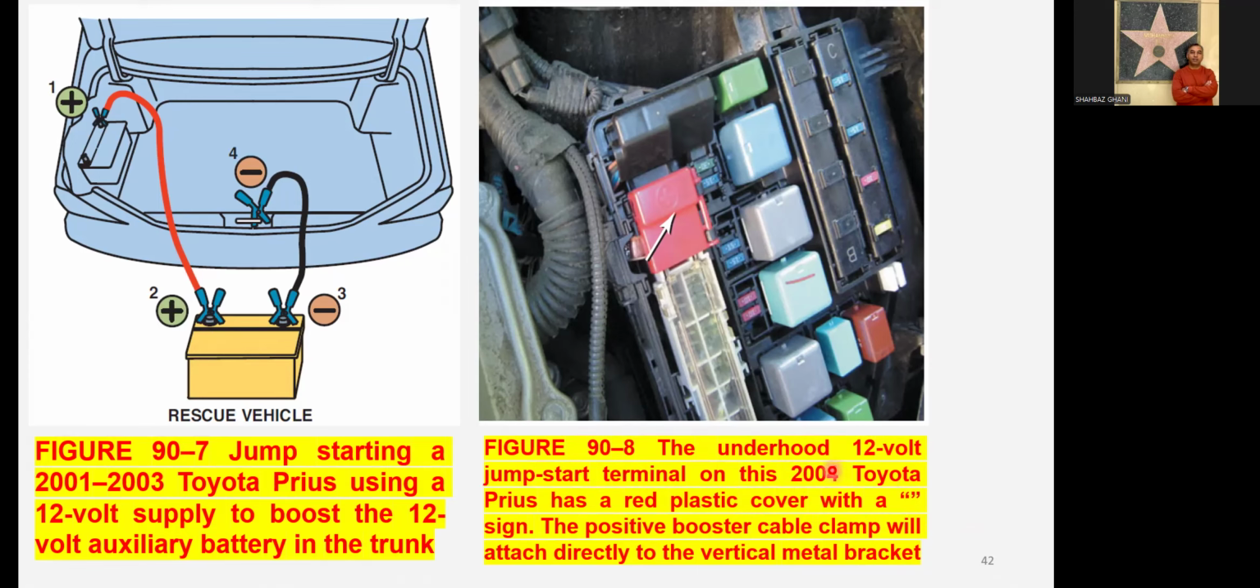Under the hood, we have this red portion, the 12-volt jump start terminal, on this Toyota Prius. It has a red plastic cover with this sign. The positive booster cable will be connected here with this bracket to start the vehicle.